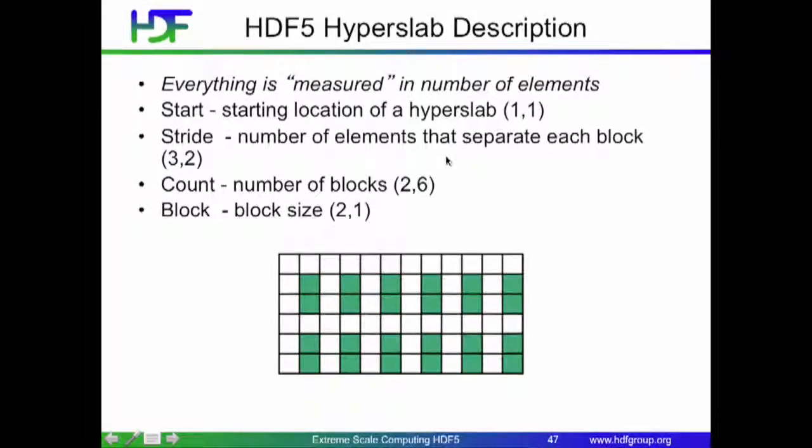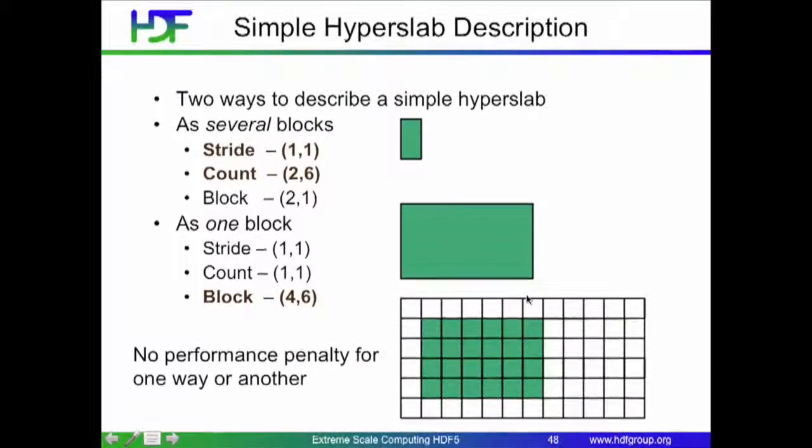So everything is measured in terms of elements. To describe your hyperslabs, you have a start, the starting location of where this hyperslab starts. Stride is the number of elements that separate each block. You also have a count, the number of blocks that you're describing. And you also have a block size. So this is an example of what each of these would be for this type of problem.